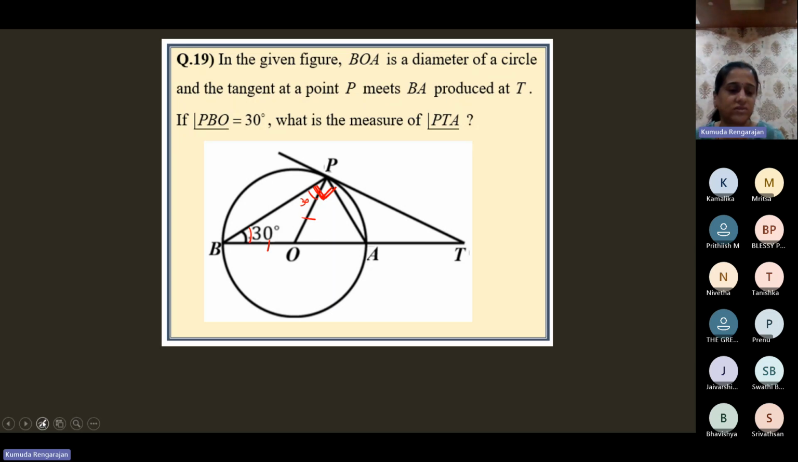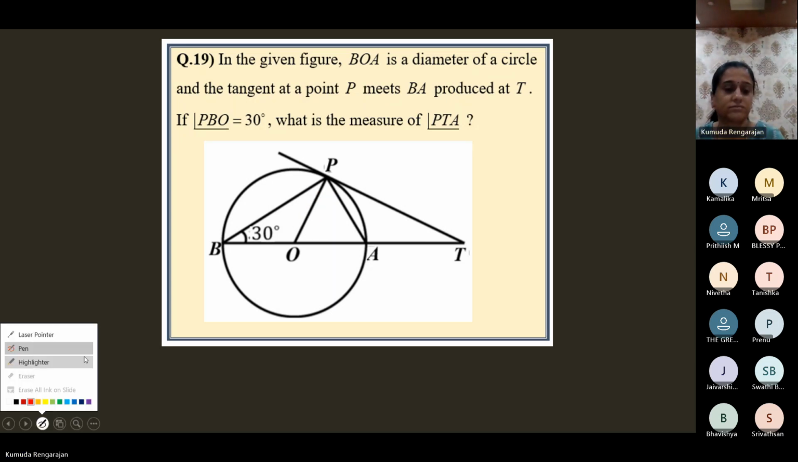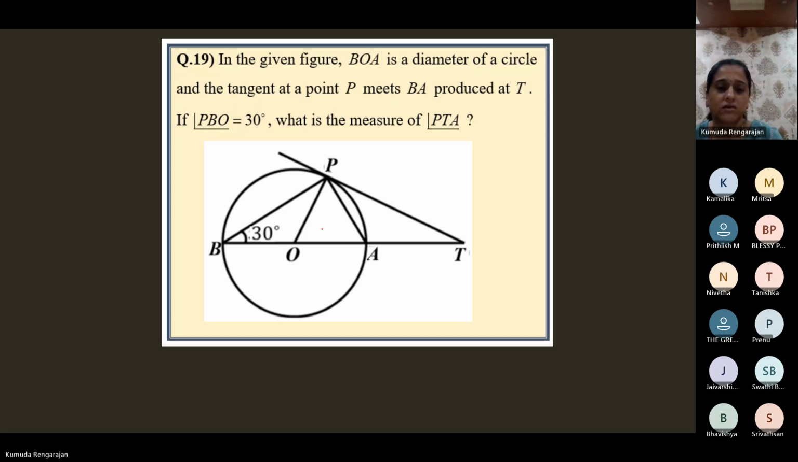Let me just tell you what we just did. We said this is 30 degrees, so this is 60 degrees. And we used this triangle to find this angle. This one is 90 degrees because radius is perpendicular to tangent. So 90 plus 60, 150. 180 minus 150, 30.